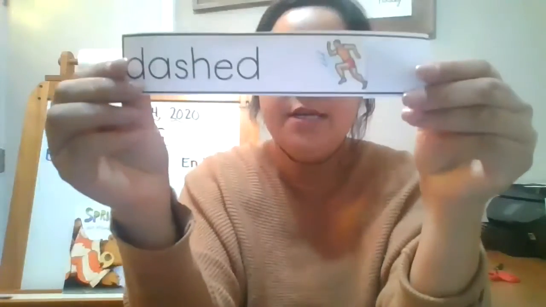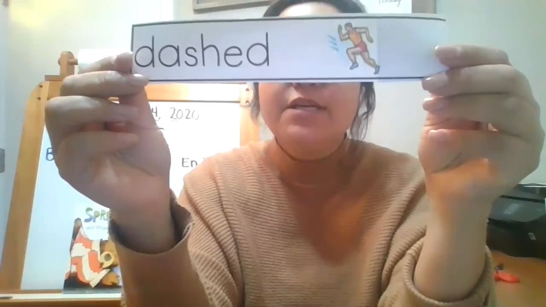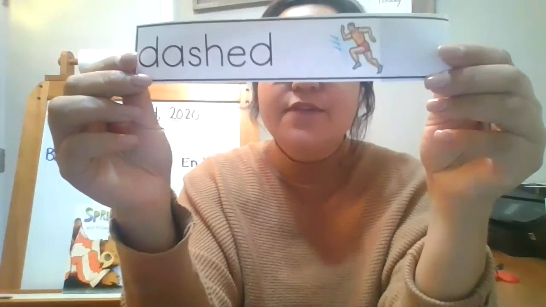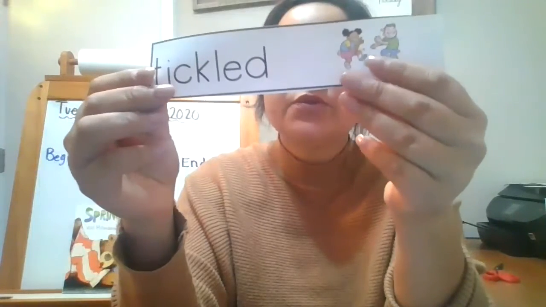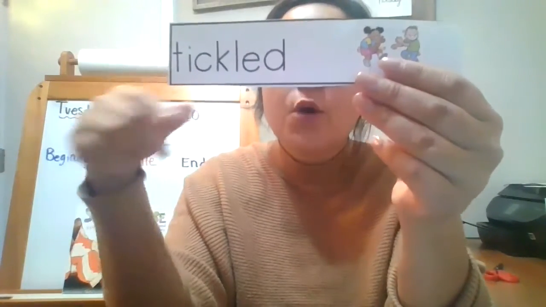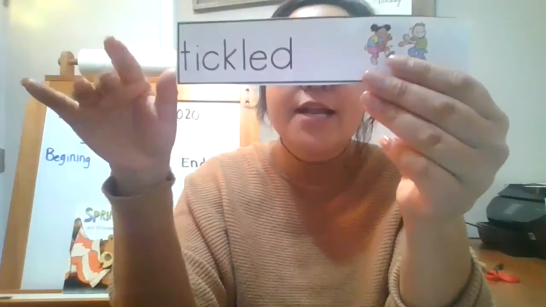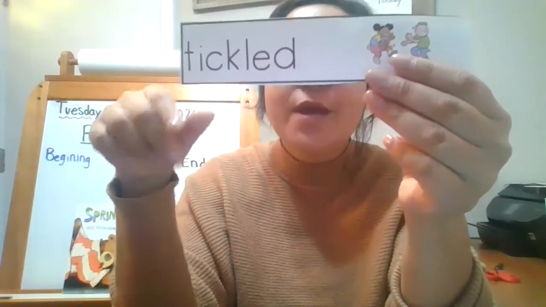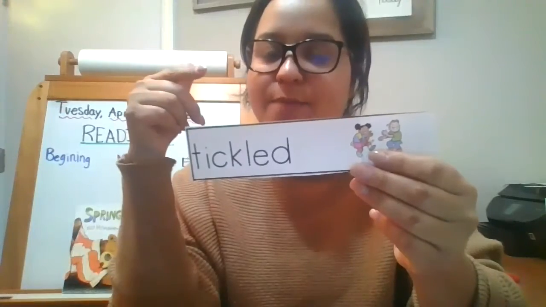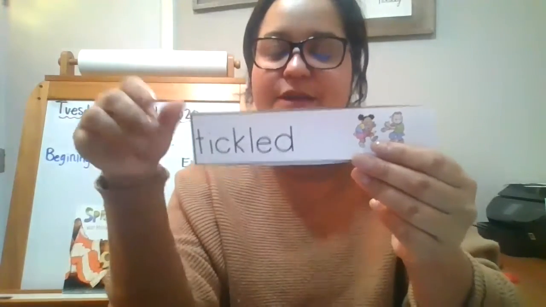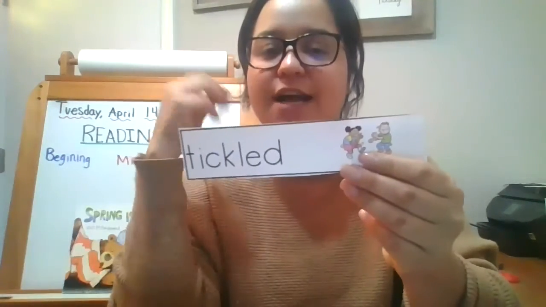Word number three is dash. The word dash means rush. En español significa rayo. Caminar como rayo. Word number four is tickle. So tickle means to touch someone with your fingers or with an object and to kind of itch them and tingle them to make them laugh. So in this case, the mole is going to try to wake up the bear with a feather. So la palabra tickle significa hacer cosquillas.